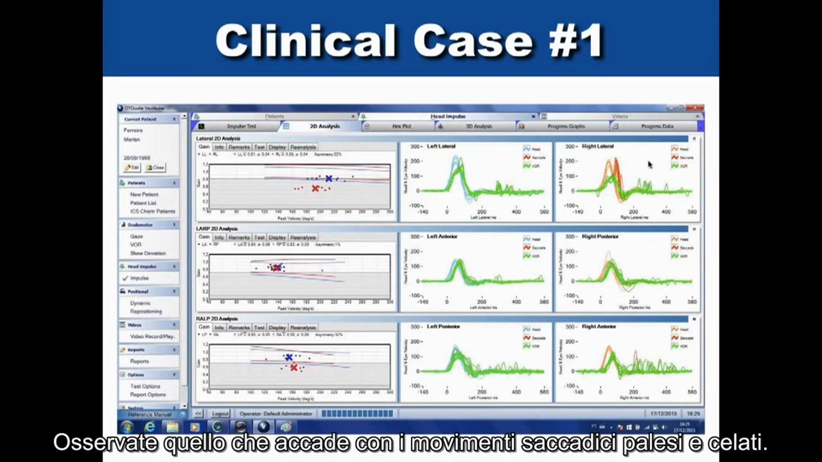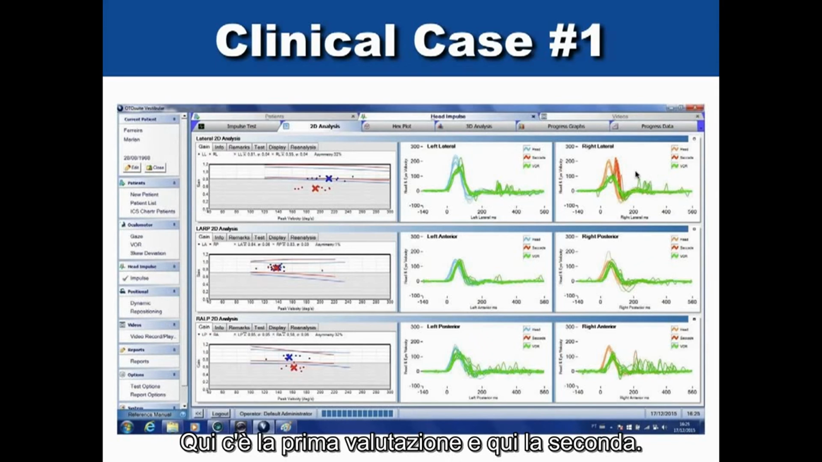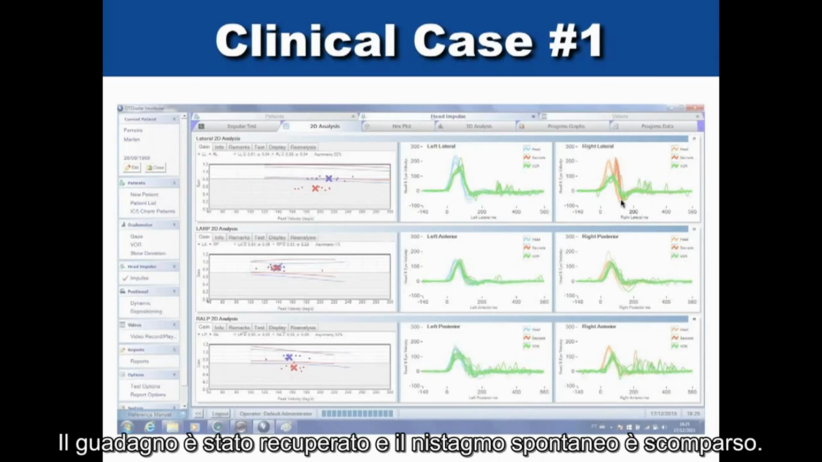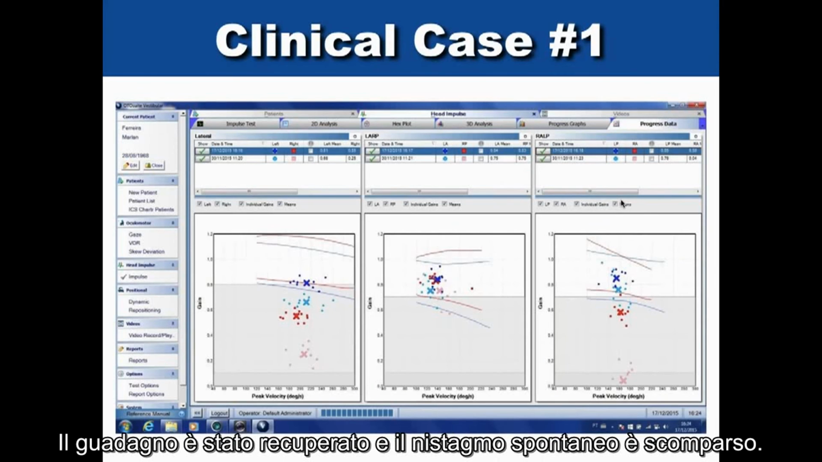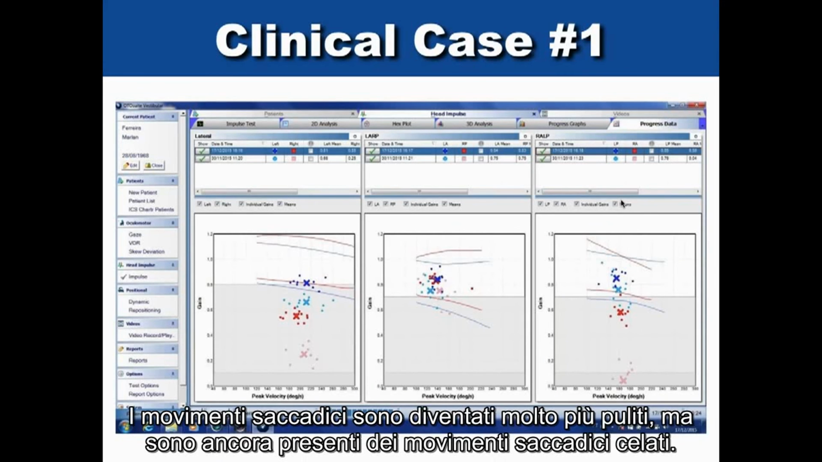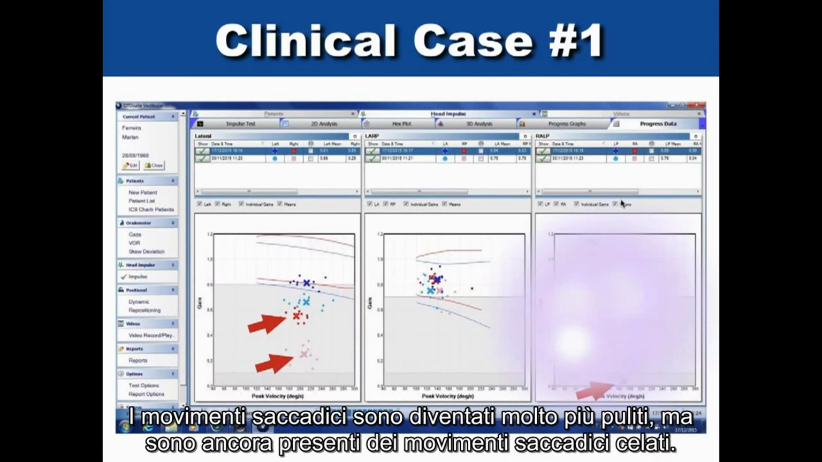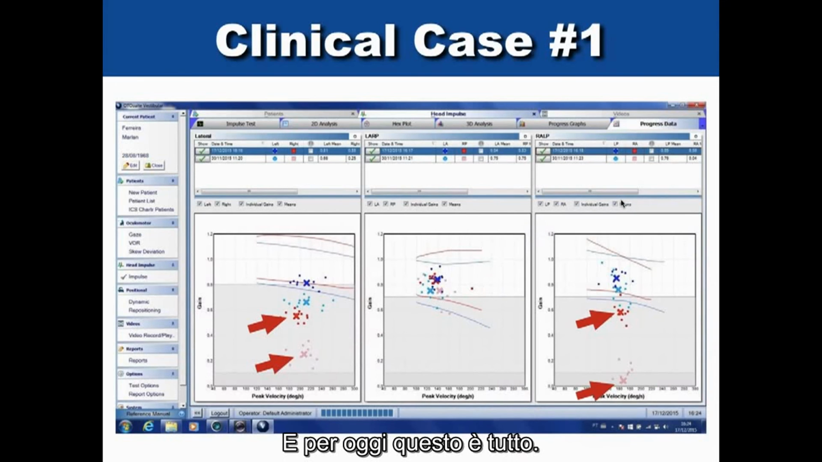And look what happens with the over and cover saccades. This is the first evaluation here. This is the second evaluation here. So the patient is pretty much well compensated. The gains recovered, the spontaneous nystagmus disappeared, and the saccades became much cleaner, but they still have some cover saccades here. So this is the information I have today.